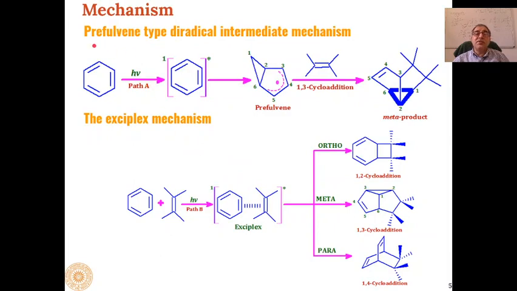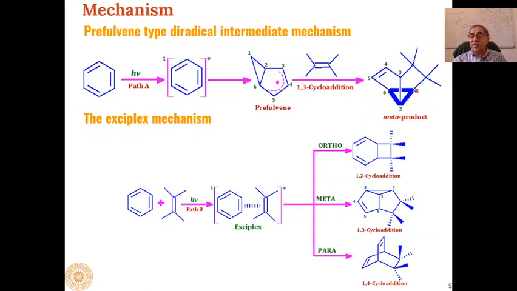Now, for example, in the first, the prefulvene type biradical intermediate mechanism, when UV light is passed through benzene, it gets excited into the first singlet state. And this first singlet state changes into this type of intermediate, which is called the prefulvene intermediate. So this type of radical is formed during the excitation of benzene through UV light. Then this prefulvene interacts with the alkene or pi system, and it undergoes 1,3 cycloaddition reaction to give us this type of meta product.